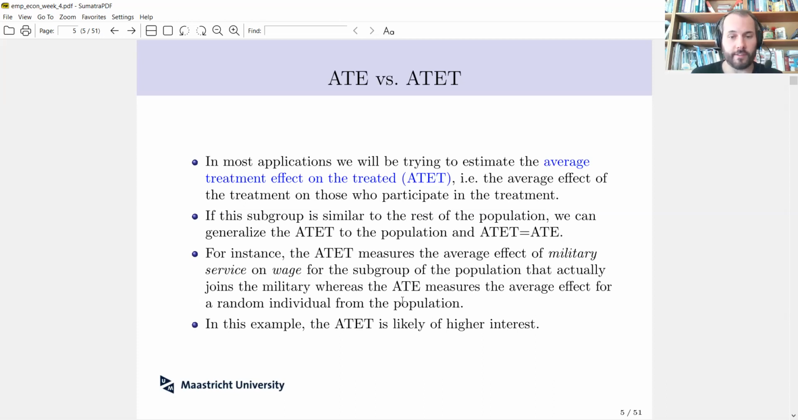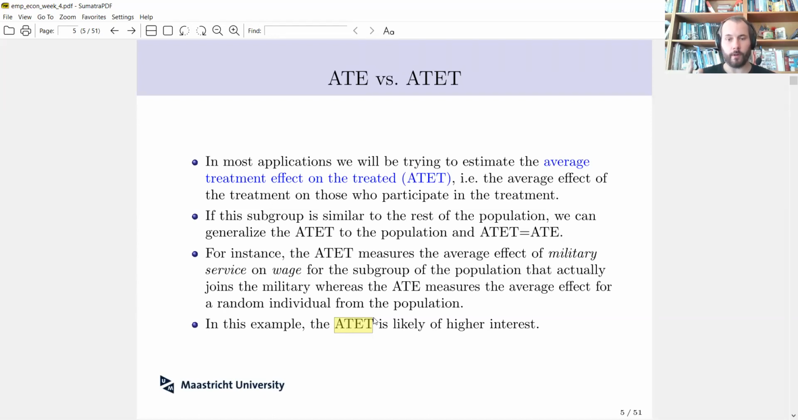Whereas the average treatment effect would measure the treatment effect if you were to pick a random individual from the population. Of course, in certain examples, the actual object of interest may even be the effect on a subgroup. For instance, consider a job training where you specifically target people that have a low level of education and that are likely to be long-term unemployed.